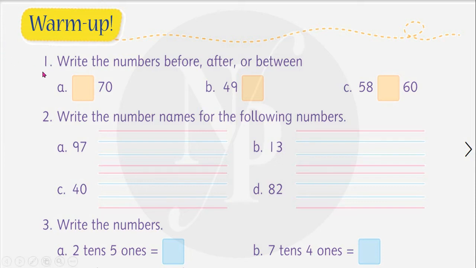Here, question number 1 is write the numbers before, after or between. A blank box is given here and then the number 70 is given. That means we have to write the number that comes just before 70. The number that comes just before 70 is 69. Therefore, let us write the number 69 in this box. 69.